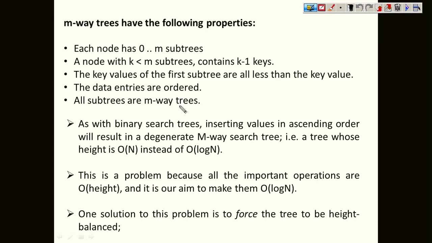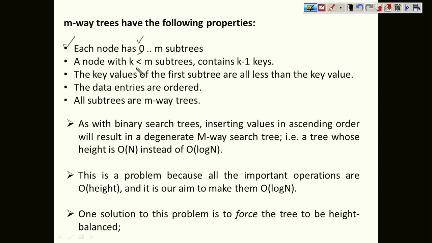Now let us talk more about the M-way trees. They have the following properties. Each node has 0 to m subtrees. A node may be a leaf and not contain any child or subtrees, so it has 0 subtrees. At most it can have m subtrees. This is the only possibility when the node already consists of m minus 1 values.